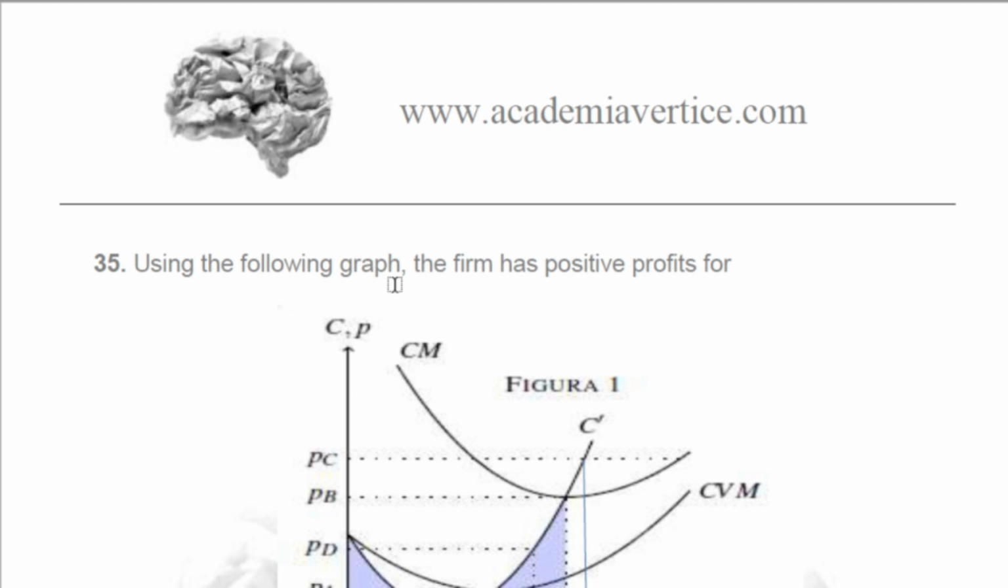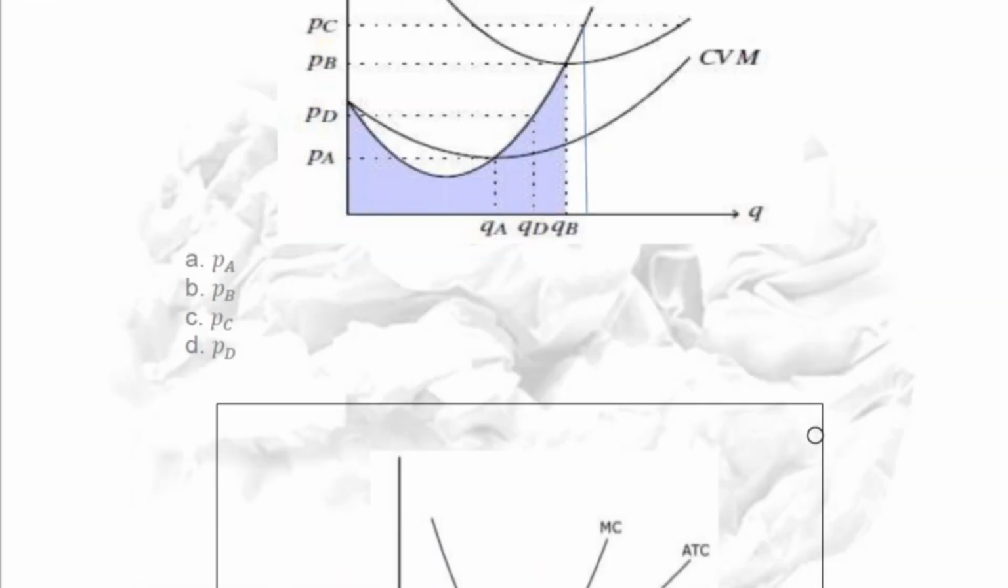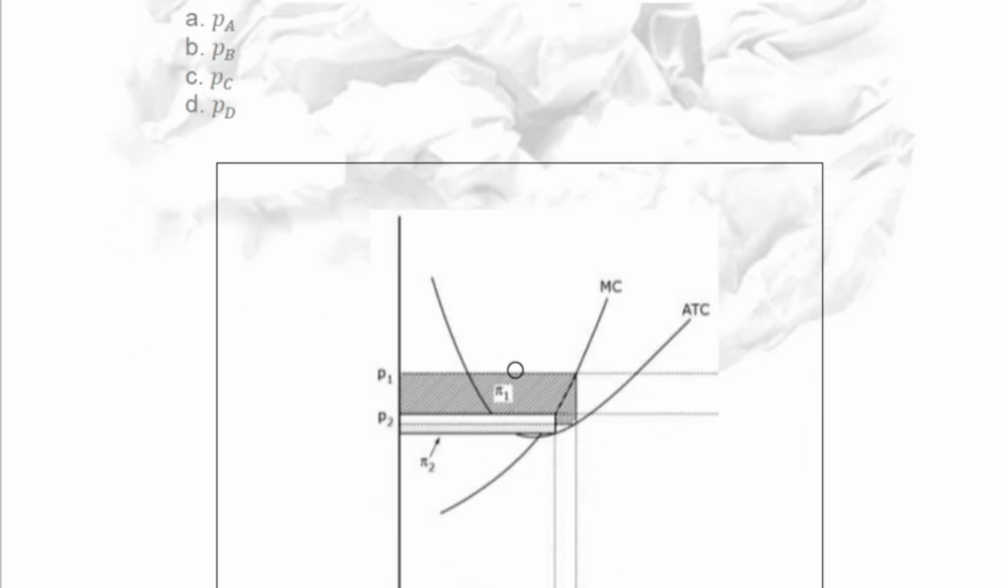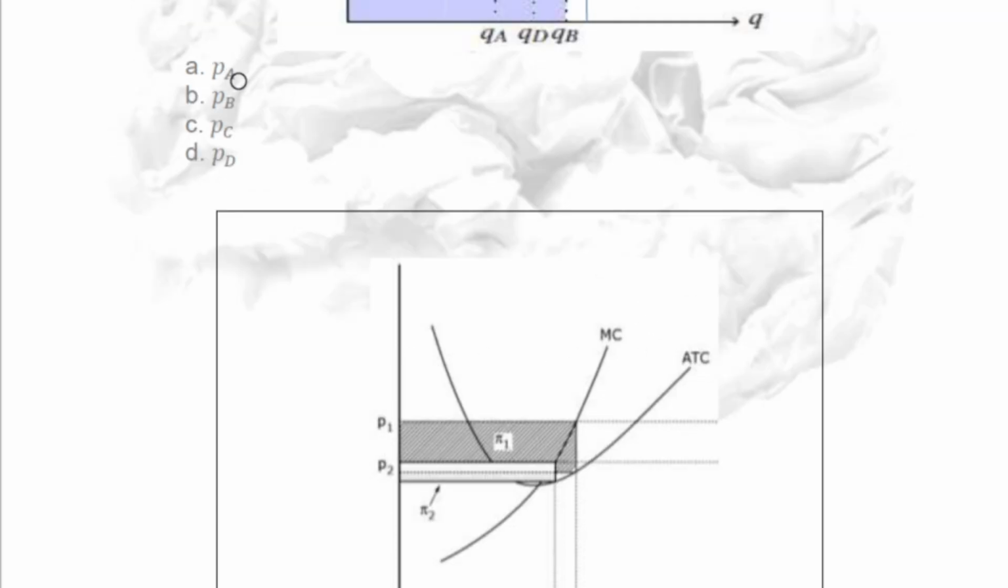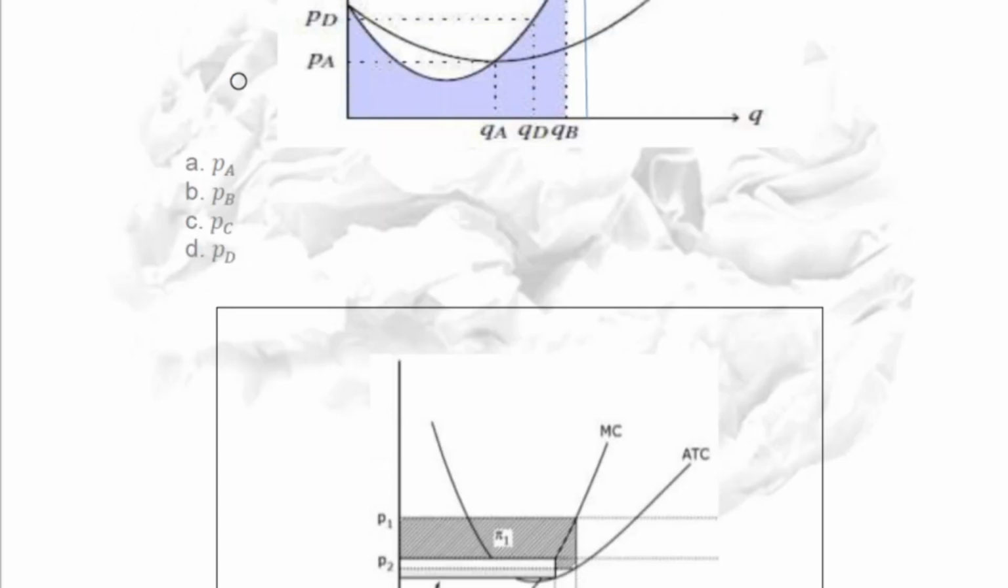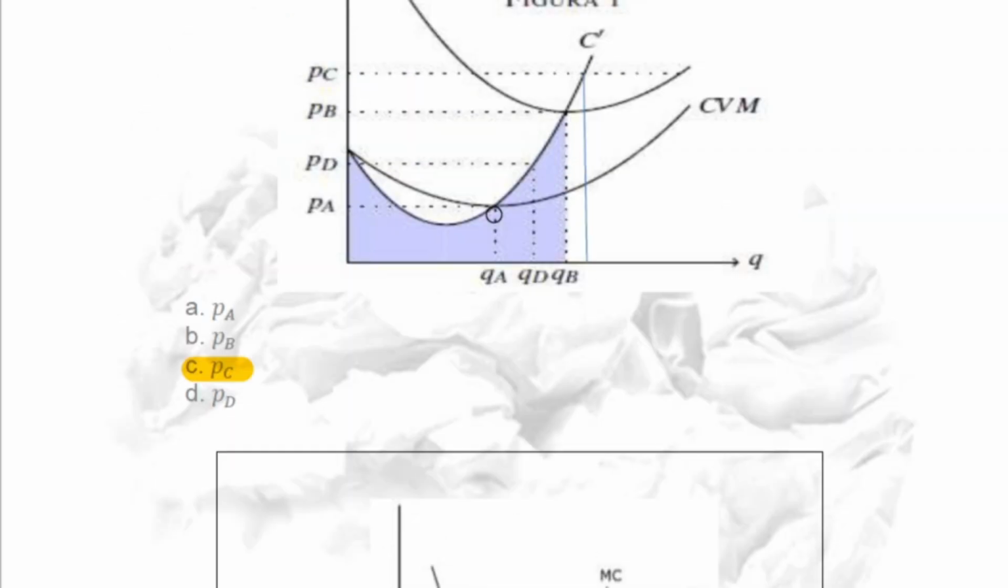Question 35. Using the following graph, the firm has positive profits for, clearly, PC. The price is over this minimum efficient scale, this minimum of the average total cost. So PC is very easy. You have here the graph with P1, it would be PC in our case, and these positive profits. Okay, as I told you in class, we shouldn't have any problem with this kind of questions.